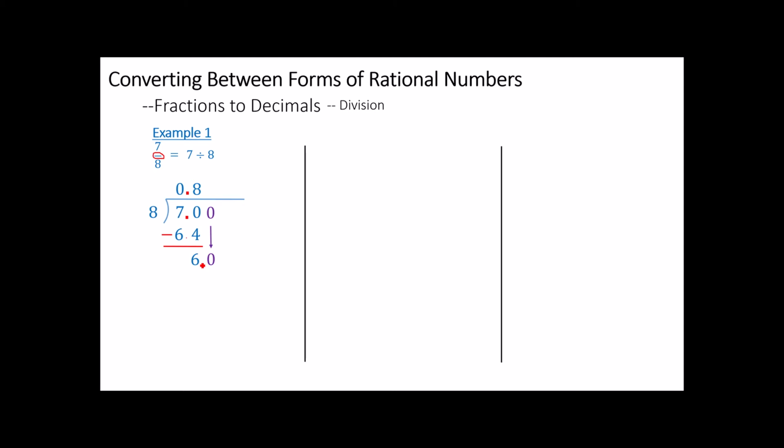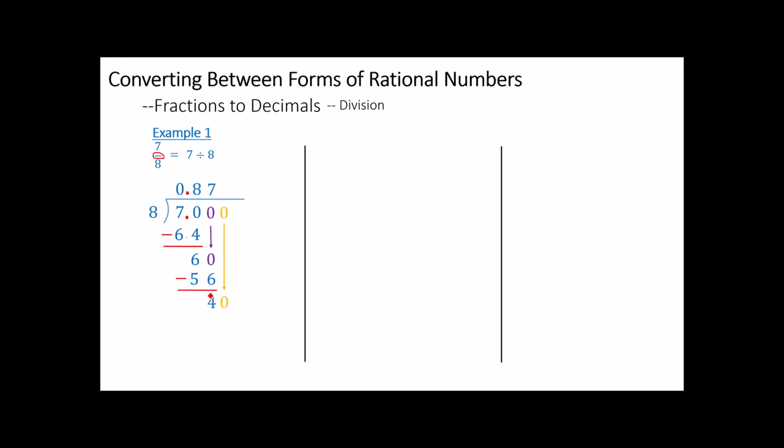8 goes into 60 how many times? Well, 8 times 8 was 64, which is just slightly larger than 60. I'm going to try 8 times 7. 8 times 7 is 56, with a remainder of 4. Again, I don't want a remainder, so I'm going to keep adding zeros and bringing them down until it either goes away and gives us a remainder of 0, or until I notice some kind of a repeating pattern.